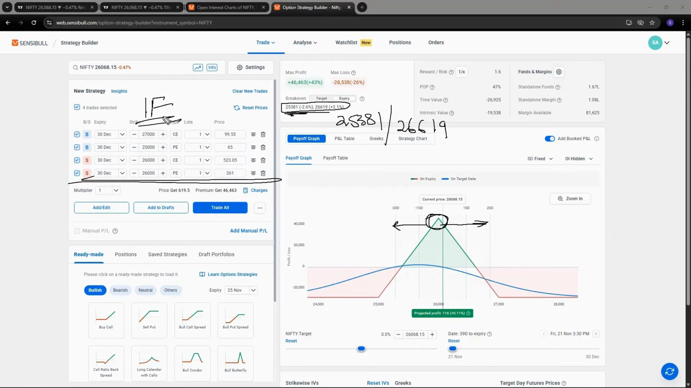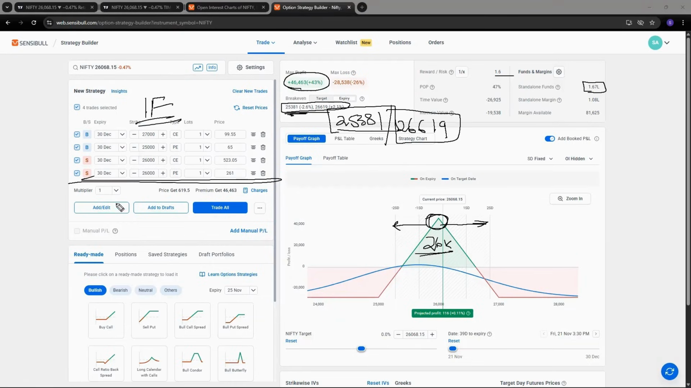Okay, this is one of the strategies, iron fly. Here, if the market closes exactly at 26,000 in December month, you will make a profit of 46,000 rupees using a capital of 1.6 lakh. Okay, this is a very good risk reward, almost 1:6, sorry, it can't be, less than 1.6. But the point here is that it's a very, very good risk reward, but we can't guarantee that the market will exactly close at 26K. So we have a range.